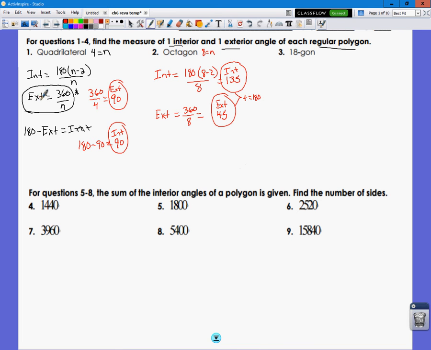And again, just because I like using the exterior angle formula better, I'm going to take 360 and divide it by 180. I'm sorry, by 18, because it's an 18-gon. It will give me the measurement of an exterior angle. And this is going to be 20 degrees. To find the interior angle then, I'm going to take 180 minus 20, which is 160 degrees for my interior angle.